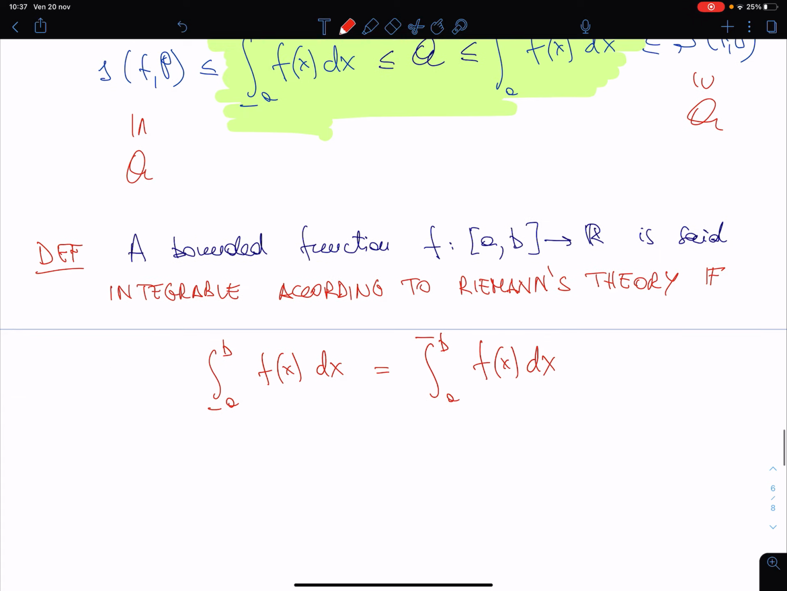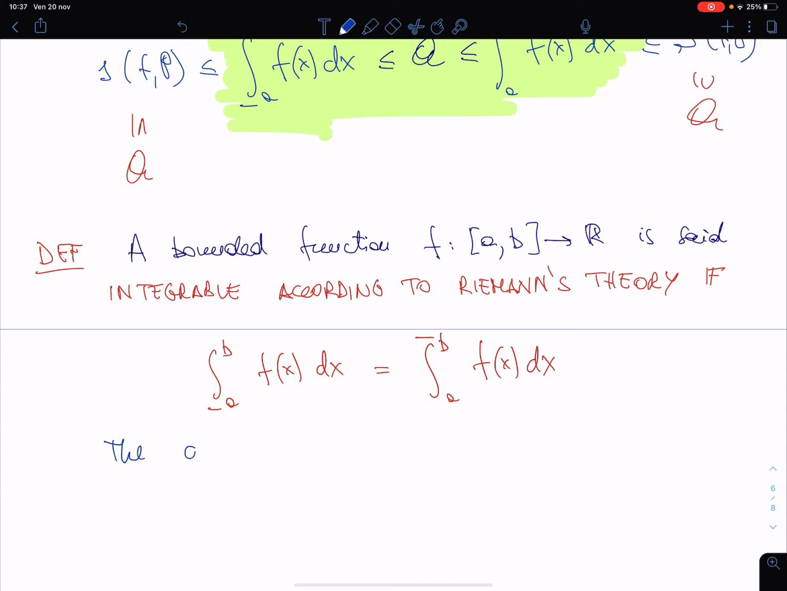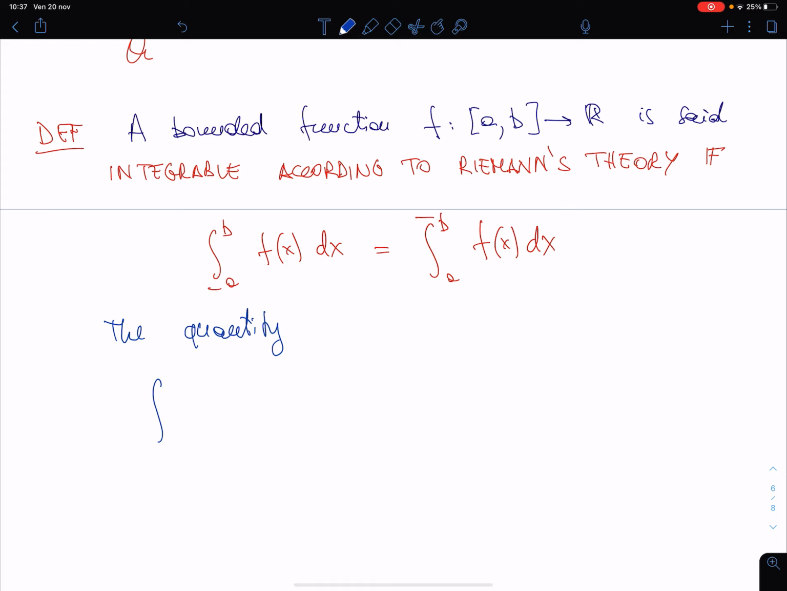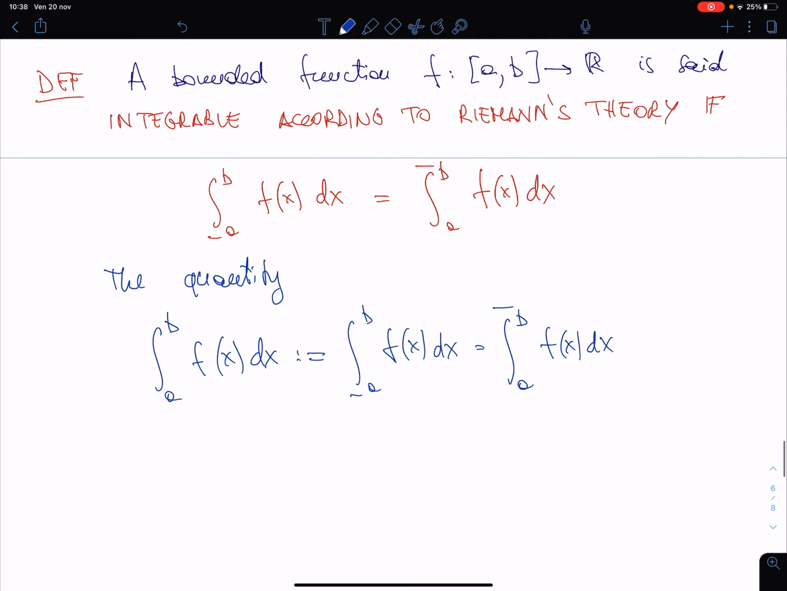Okay? Then the quantity, like that, A, B, with no upper, no lower lines, just A, B, f of x, dx, is defined as the lower integral of f of x dx, which in this case happens to be equal to the upper integral, A, B, f of x dx. This is called the integral.